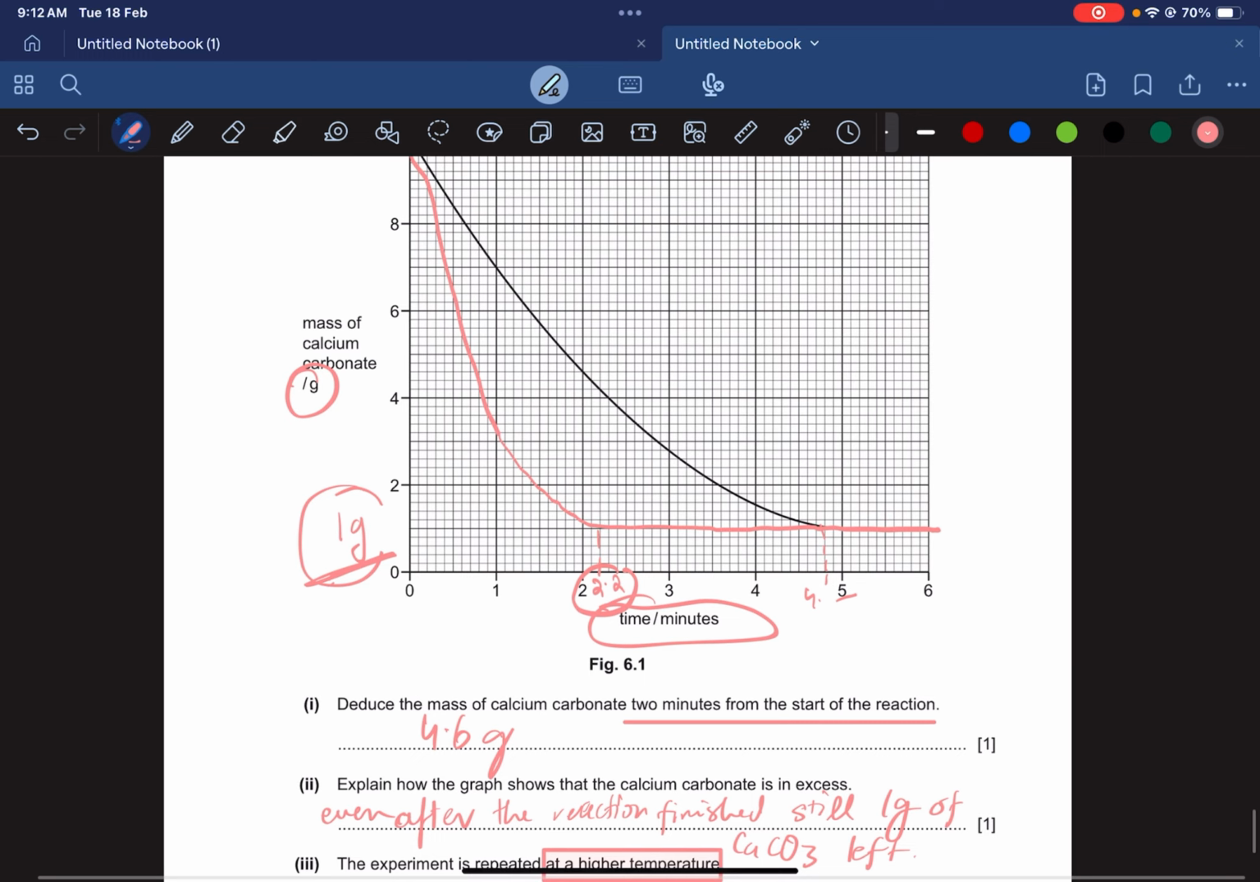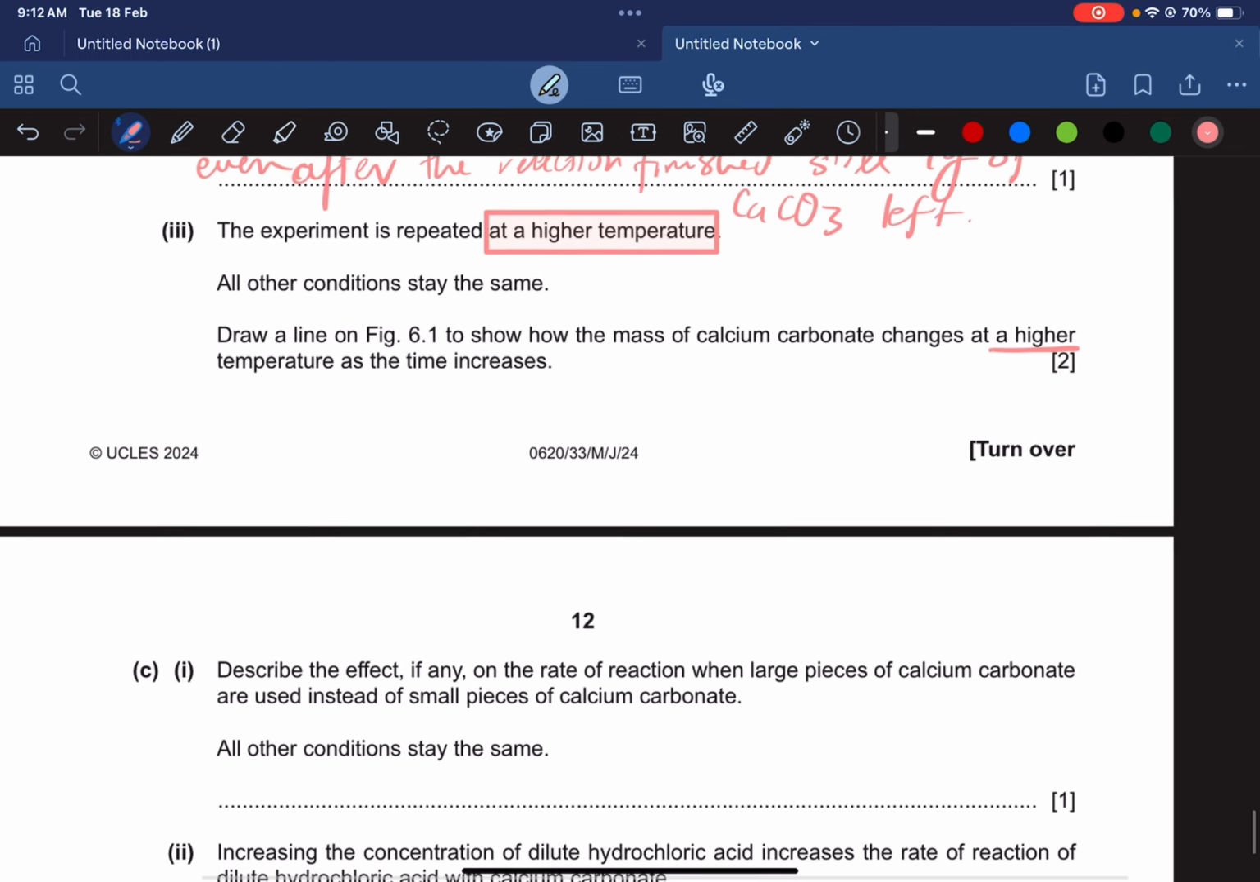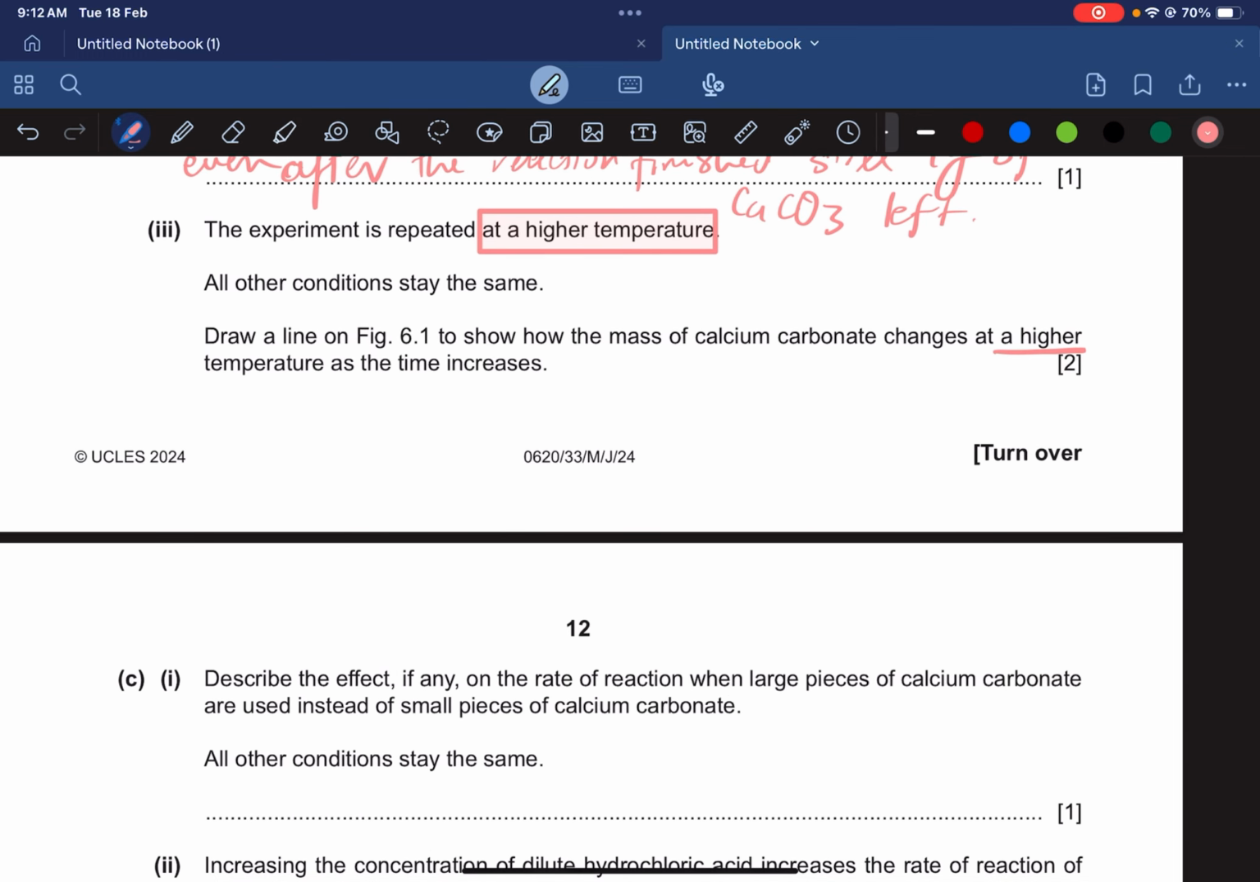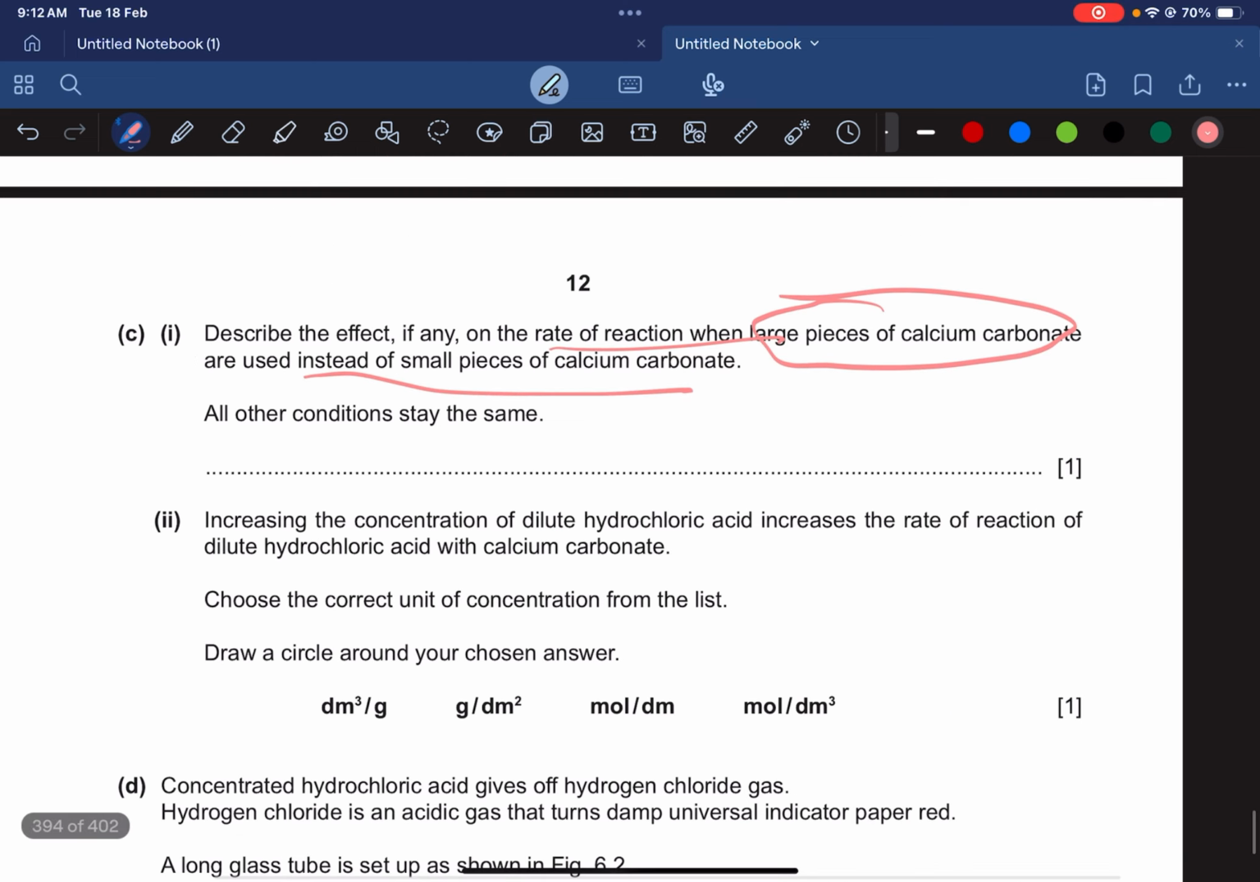Okay, we can only change the time with temperature because it will happen a bit earlier. Describe the effect, if any, on the rate of the reaction when large pieces of calcium carbonate are used instead of small pieces. Obviously the rate will decrease. Rate means the speed. Why will it decrease?